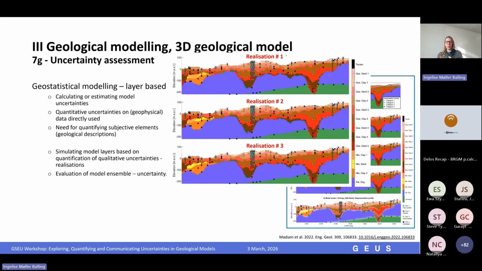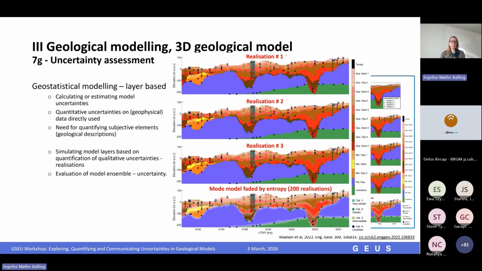If you zoom in, we can see that you can communicate the uncertainty by showing different realizations. But as Jan just showed, the entropy is a way of communicating the uncertainty in one plot, and here it's the mode model that is faded by the entropy. In this case, it's the entropy at the layer boundaries that is calculated, and not the layer itself. And to sum up, the quantitative model uncertainty can be conveyed by the ensemble of the models.